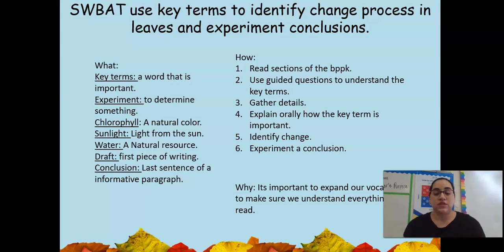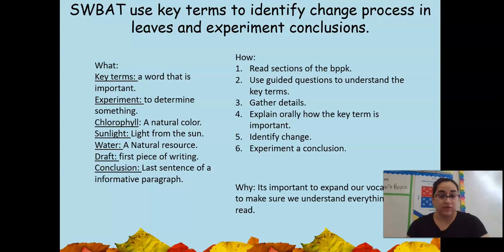If we continue going through our objective, we do have experiment conclusions. An experiment is to determine something. Then we talk a little more. Here I show you a little bit of the key terms that we might be seeing later on through this video and through our live lesson.